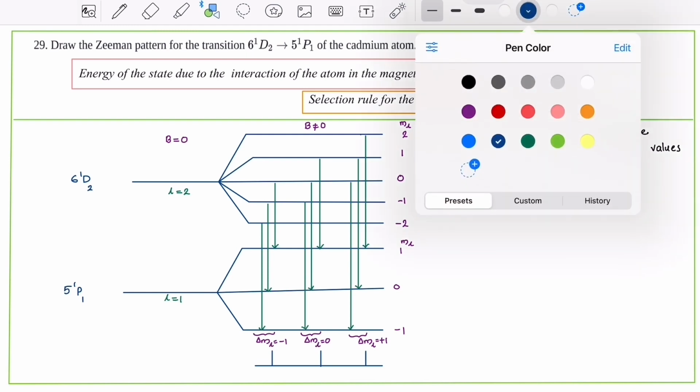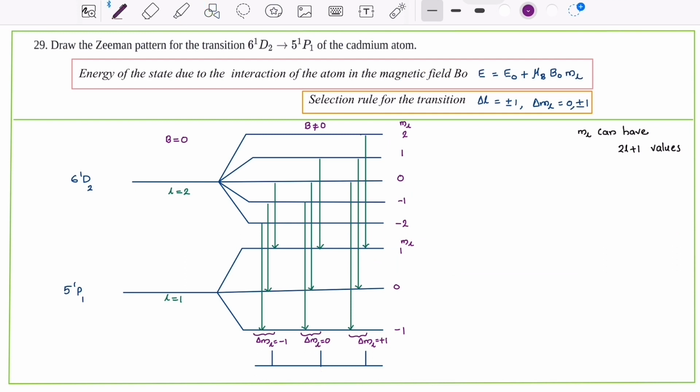For the delta ML is equal to 0 transition, the position of the spectral line is at nu 0, and for delta ML is plus 1, the position of the spectral line is at nu 0 plus eB0 by 4 pi m, and for delta ML is minus 1, it is at nu 0 minus eB0 by 4 pi m.